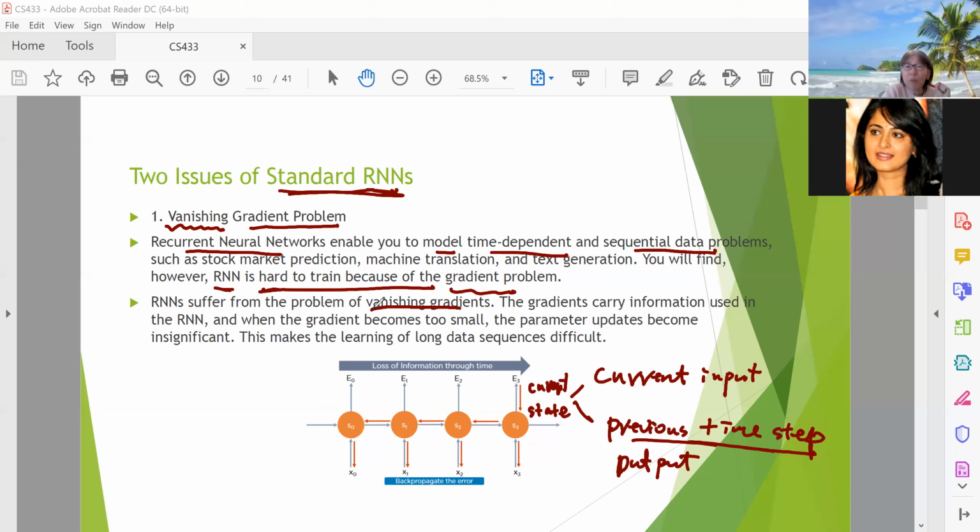The vanishing gradient problem is caused by this: the gradient carries information that we previously learned. That gradient is used to update the weights. It's based on the loss function or cost function, where you take a derivative.